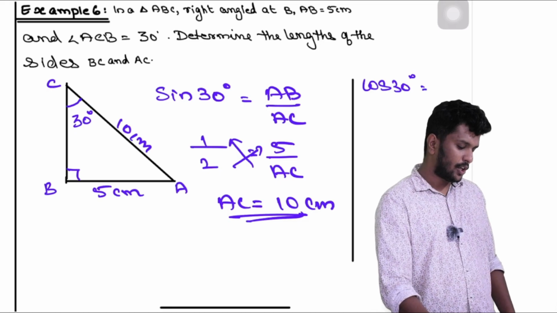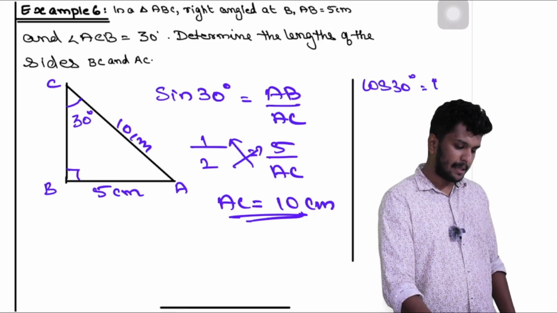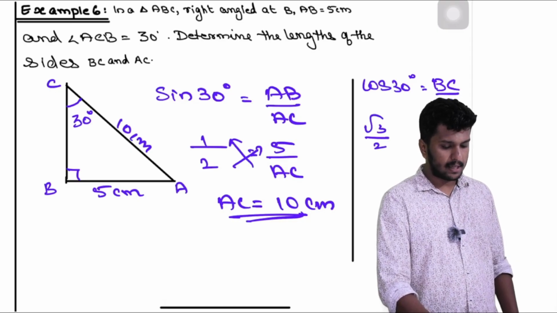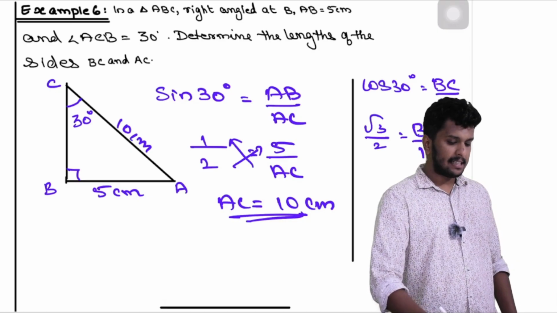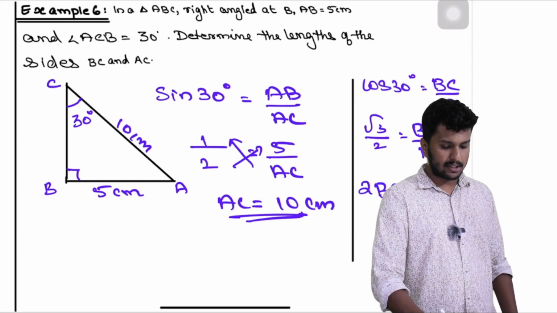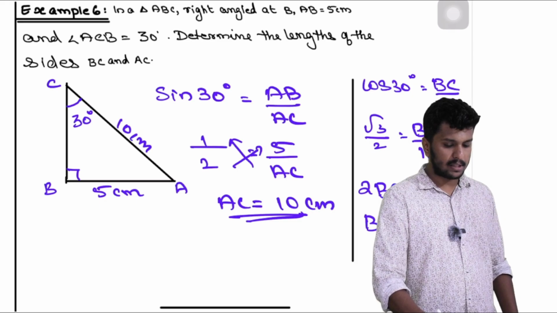Cos 30 degree is equal to BC by 10. Cos 30 is equal to root 3 by 2, equal to BC by 10. So when you cross multiply, 2 BC is equal to 10 root 3. Therefore BC equals 10 root 3 divided by 2. 1s are 2, 5s are 10.